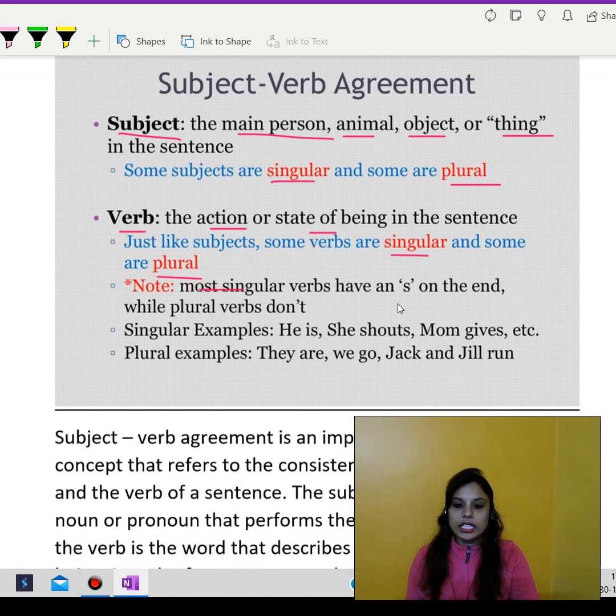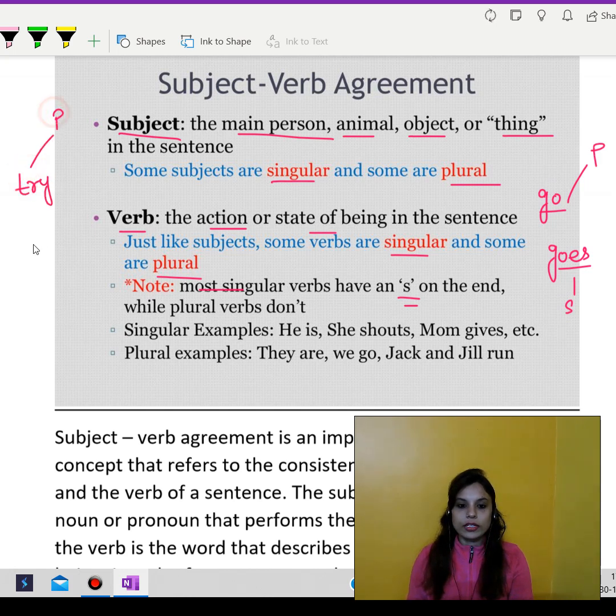Most singular verbs have an S on the end. Now, here's the trick. Every singular verb has an S behind it, and plural verbs don't have an S behind them. If we talk about the word go, this is plural, not singular, and goes is singular. I'm writing S and P. So goes is singular and go is plural. Let's talk about another word, try. Try is plural and tries is singular. That's how the verb works.